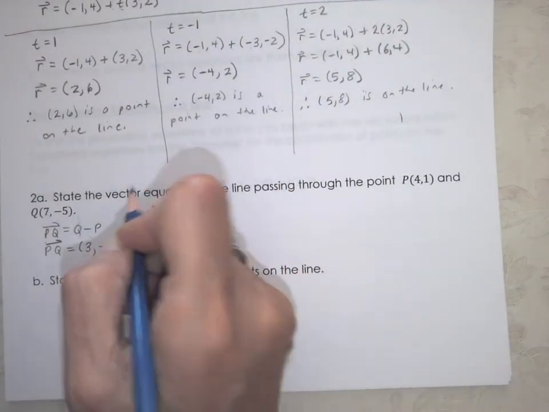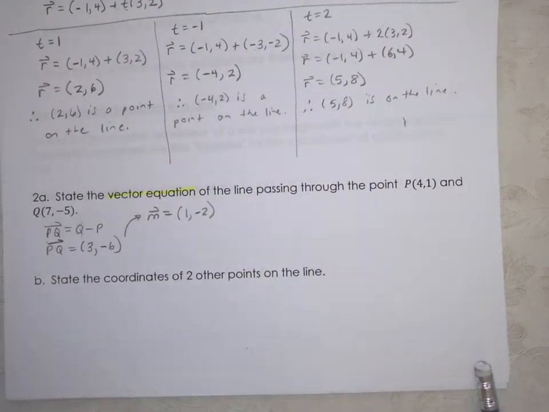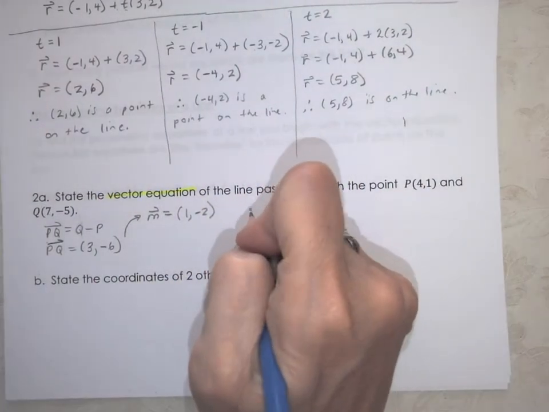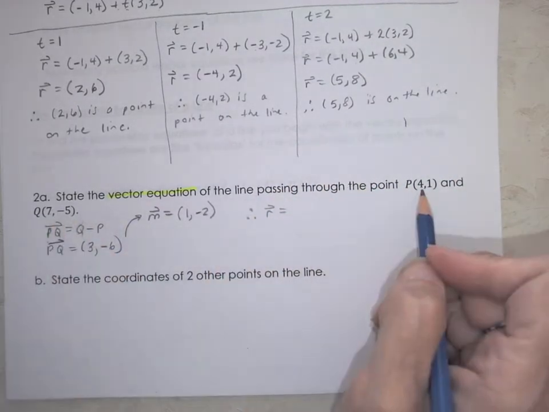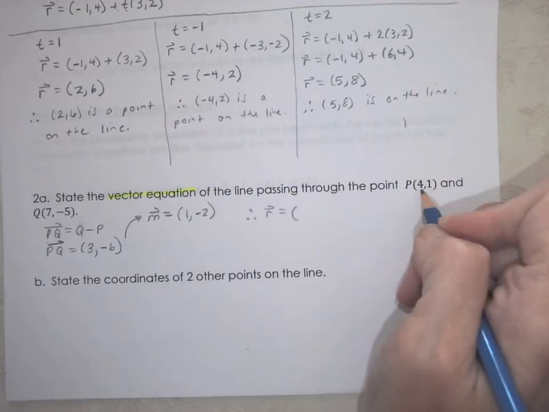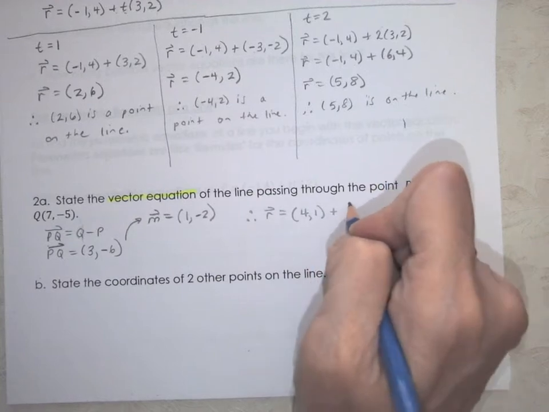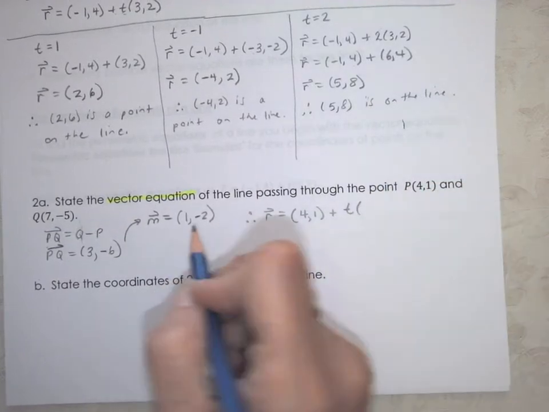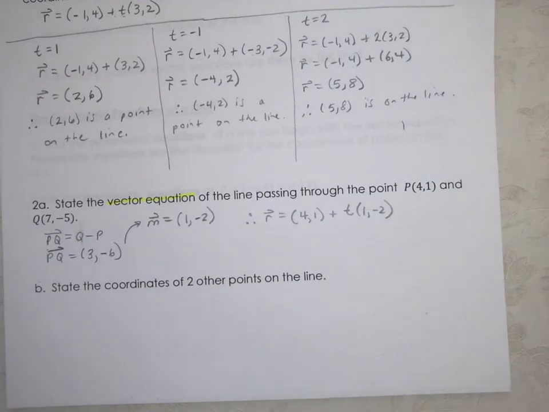So my vector equation, r, so I can choose either one of these points to make my position vector of a known point on the line. I'm just going to choose 4, 1 because it came first, no other reason, plus a parameter t times the direction vector. And there is a vector equation of the line.